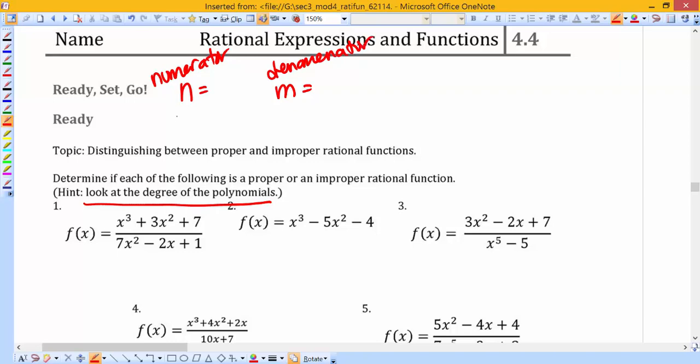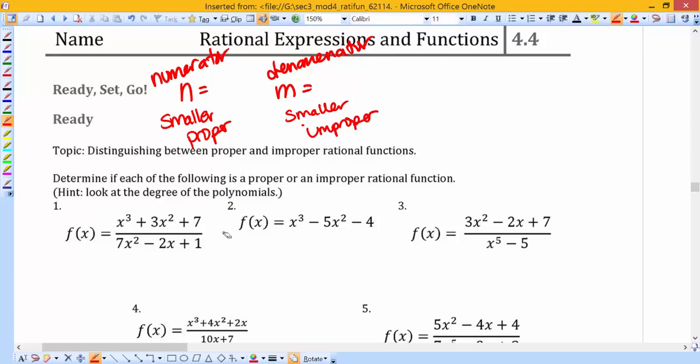If your top degree was smaller, you had a proper fraction. If your bottom degree was smaller, you have an improper fraction. So in this first part here, all you are doing is looking at your degree, your biggest exponent. So maybe that's a definition we need to remember. The degree is your largest exponent.